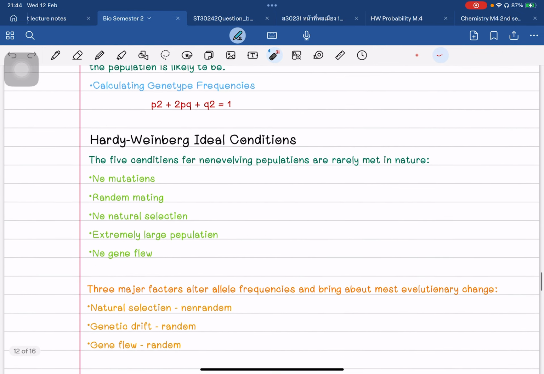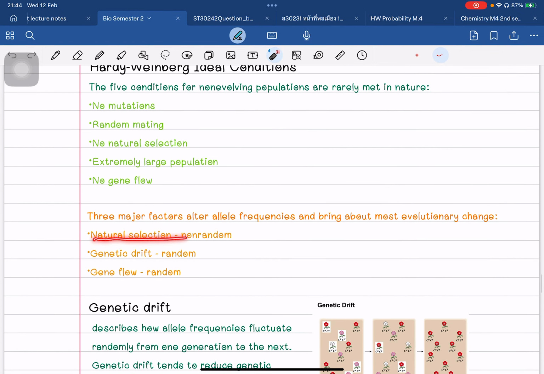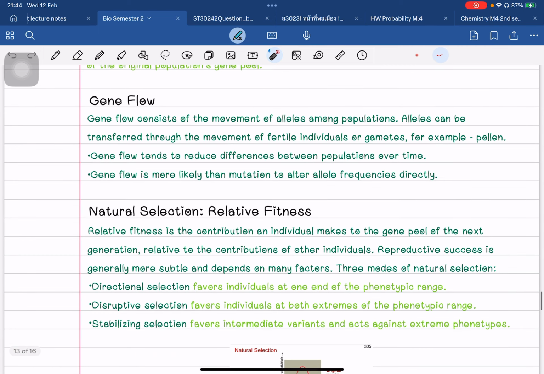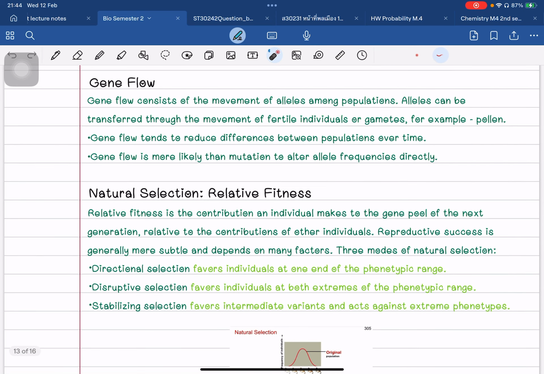We'll talk about three things, right? Natural selection, genetic drift, and gene flow. So now we're going to talk about gene flow. Gene flow consists of the movement of alleles among populations. Alleles can be transferred through the movement of fertile individuals or gametes, for example, pollen. Gene flow tends to reduce differences between populations over time, and gene flow is more likely than mutations to alter allele frequencies directly.